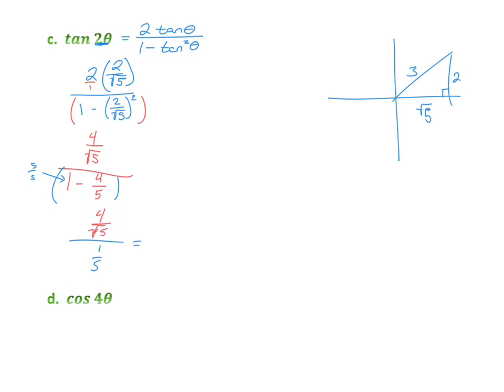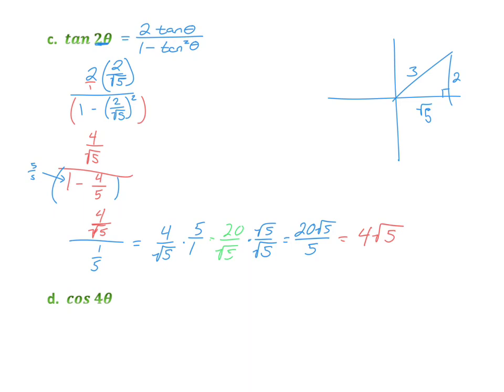What do you keep, change, flip next? 4 over the square root of 5 times 5 over 1 gives us 20 over the square root of 5. We do have to rationalize by multiplying by the square root of 5 on top and the square root of 5 on the bottom, giving us 20 square roots of 5 over 5. With our final step, it reduces to 4 square roots of 5.